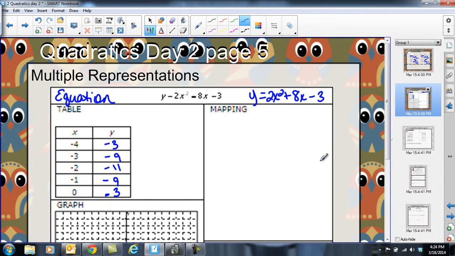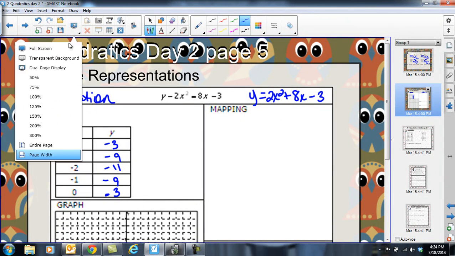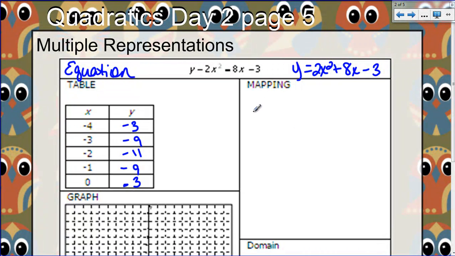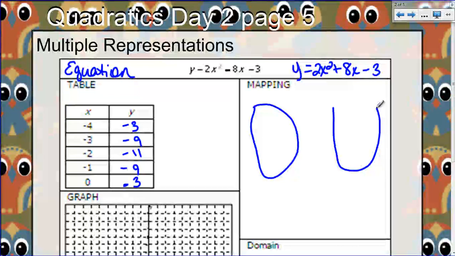The mapping is just like we did when we had linear functions, but it's been a while, so we're going to remind ourselves. When I do a mapping, I have my two ovals. Hopefully you draw better ovals than I do. This one's x's, this one's y's. And I list my values in order from least to greatest. So my x's are already done.